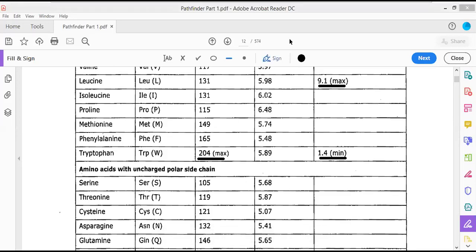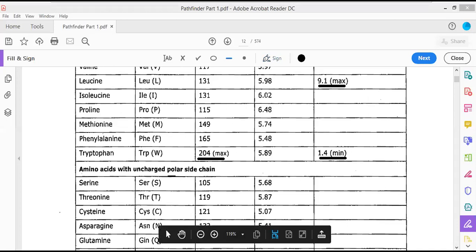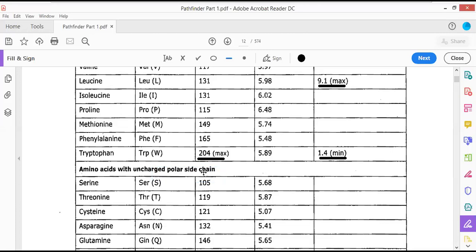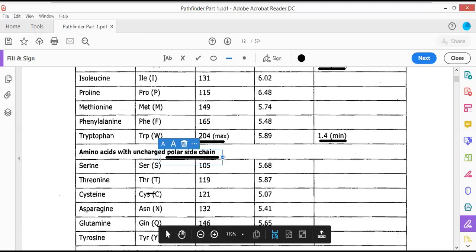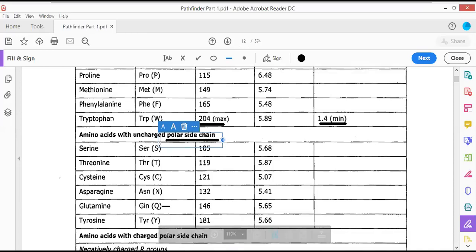As it contains certain charge present over itself, that is why it is referred to as a polar side chain containing amino acid. You can look towards the structure of serine. Serine will have a hydroxy group. Threonine has a hydroxy group. Cysteine has a thiol group, SH group. Asparagine has a CONH2 group. Glutamine has a CONH2 group. Tyrosine has a hydroxy group.